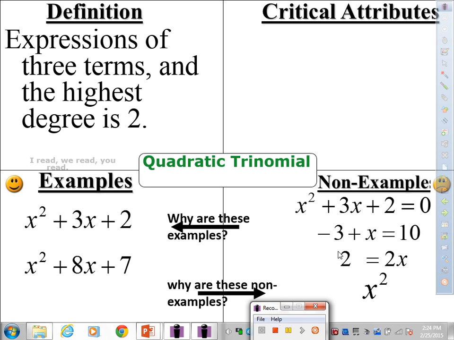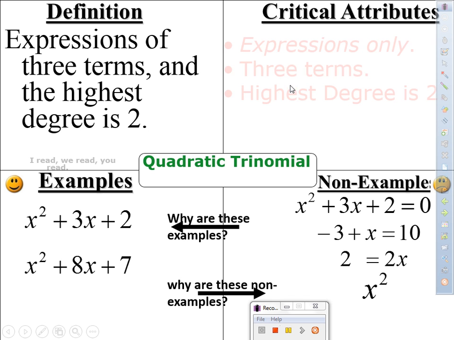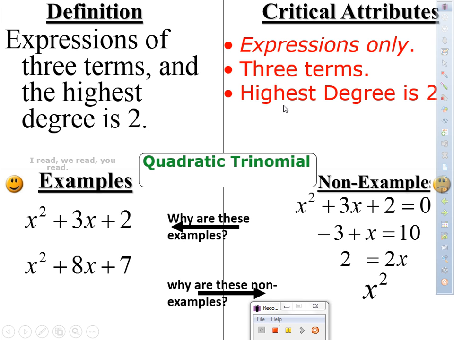All right. So let's see. Stephanie, why are these 3 non-examples? They're equations, and right now we're back at where? Expressions only. Okay. How about this last one? Why is this one a non-example? Taylor C. Because why is it an example? Therefore, the most important thing to remember about quadratic trinomials, they have to be expressions only, 3 terms, highest degree 2. Copy that.